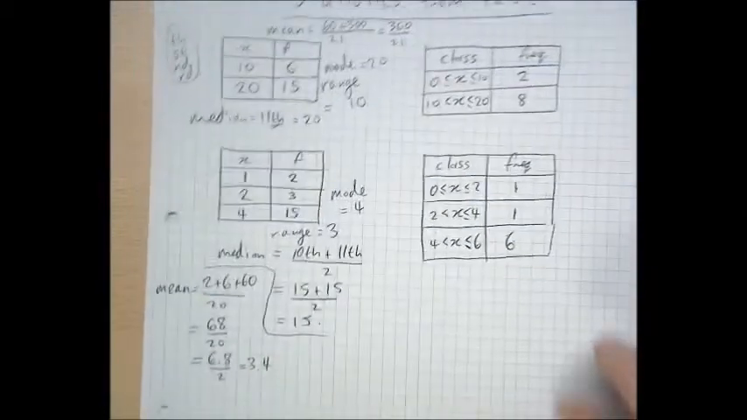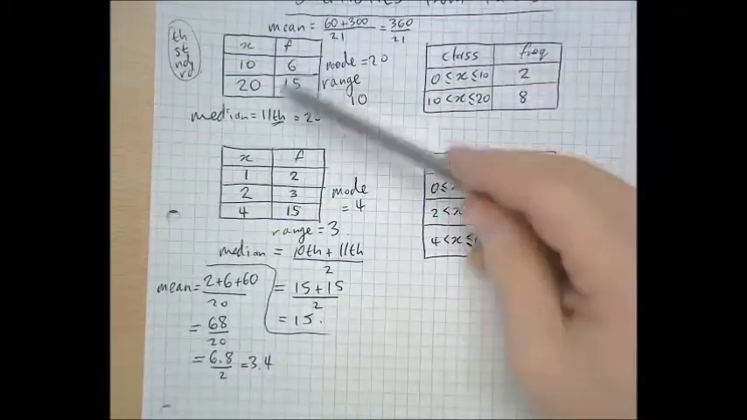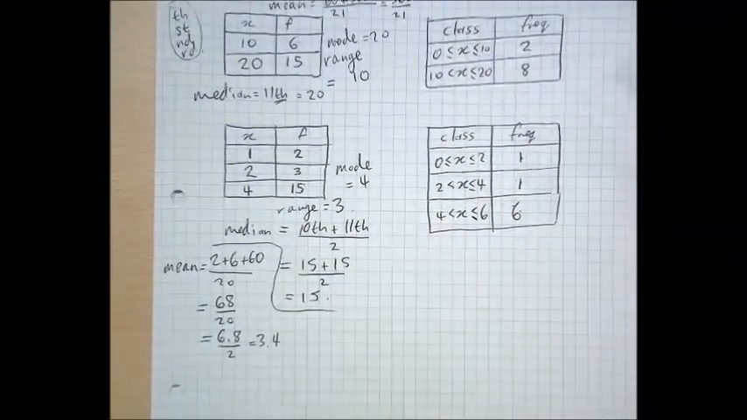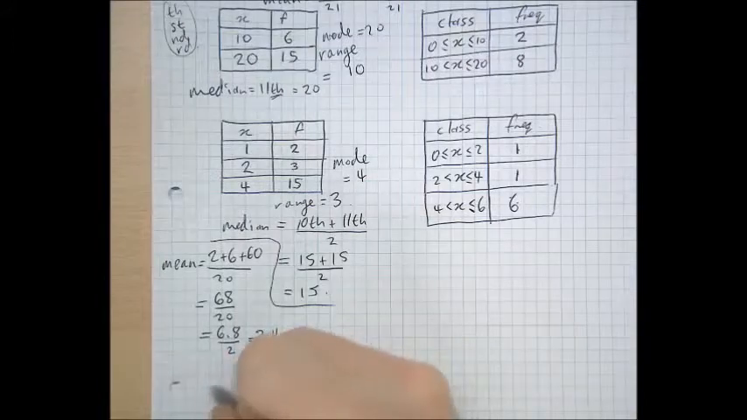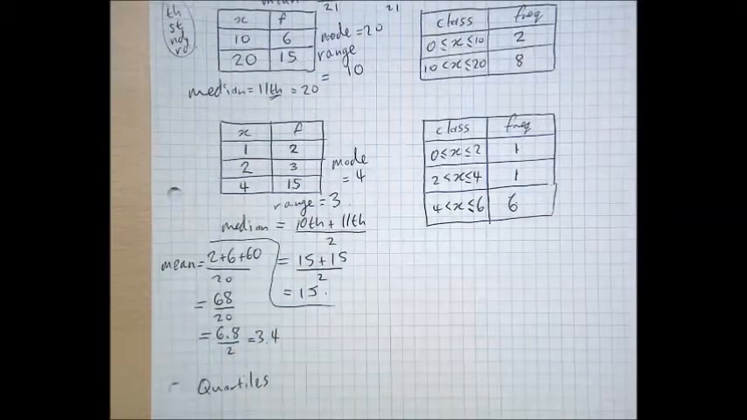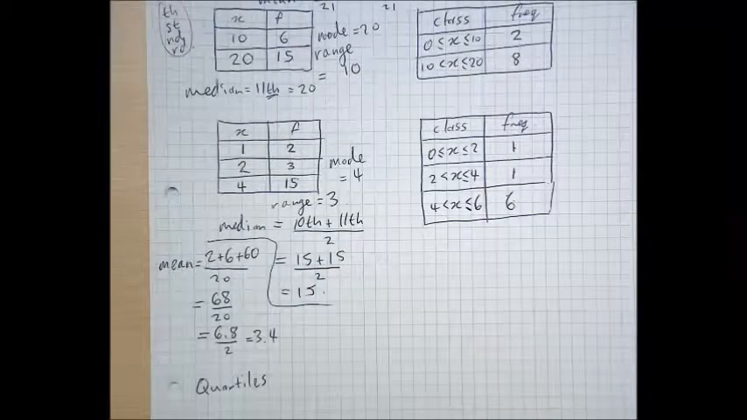So there are your basic Year 7 statistics for the table where you're actually told what the numbers are. We can also ask you to work out things called the quartiles. The quartiles are numbers that are like mini medians. So the lower quartile is the median of the first half of the list. The upper quartile is the median of the second half of the list.